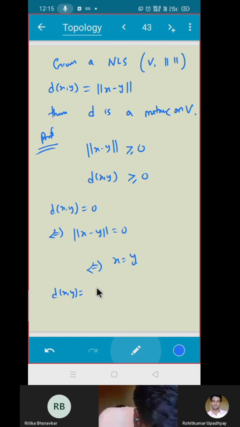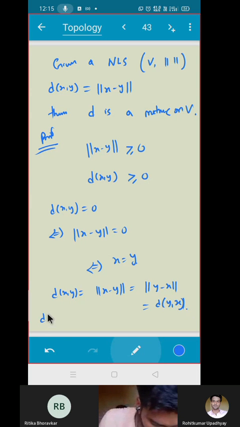And d of x y is the same as norm x minus y, which is the same as norm y minus x. But you have to prove this property. I'm just keeping this. And what next? What is the third property?